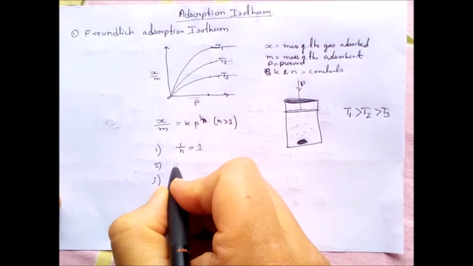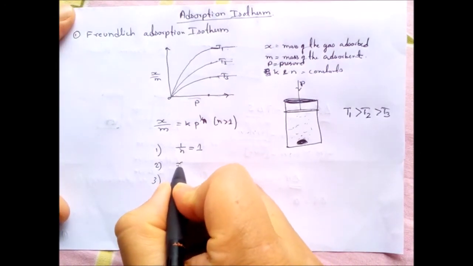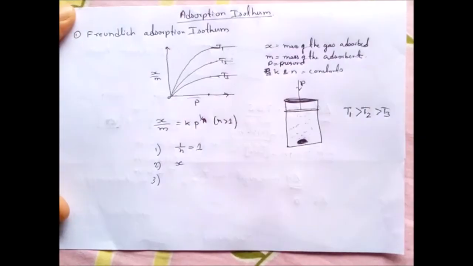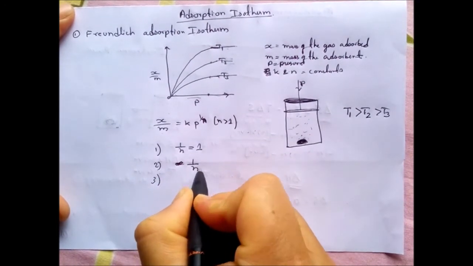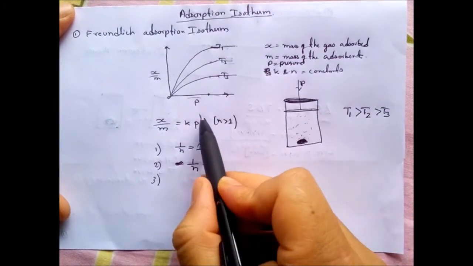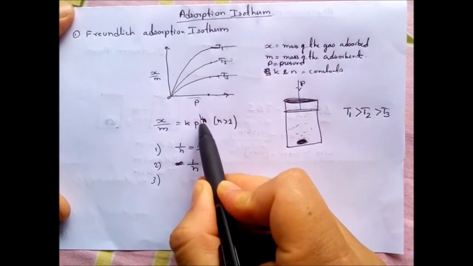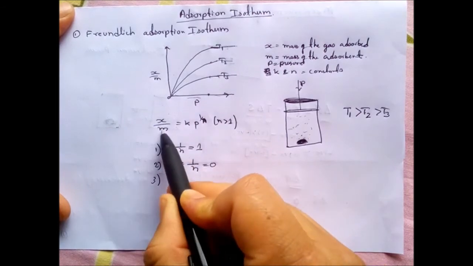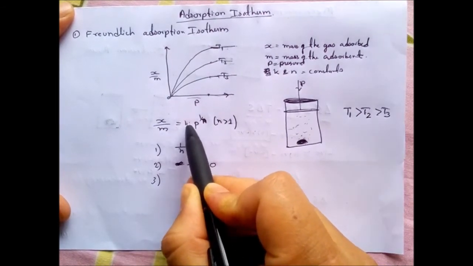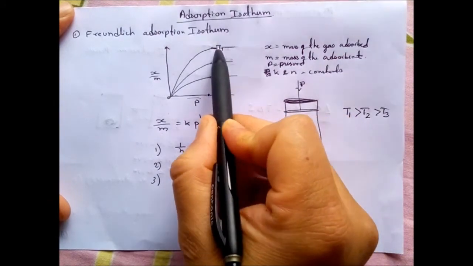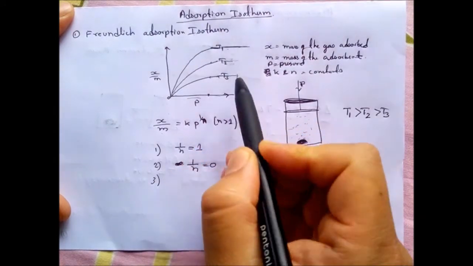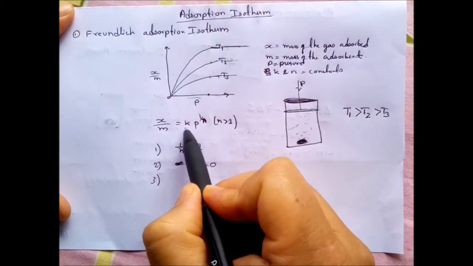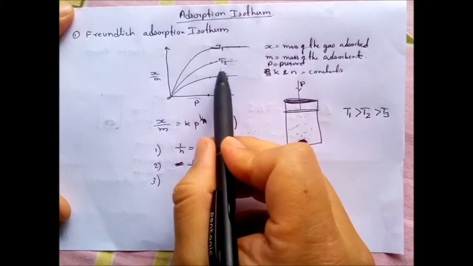Now case 2 is when 1 by n equals 0. Any number to the power 0 is 1, so x by m equals k, right? So it does not depend on the pressure. No matter how much pressure you apply, this is where the saturation point has been reached. It is independent of the pressure. The x by m is always constant. This is at high pressure.